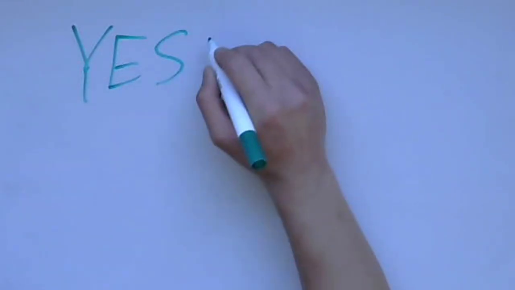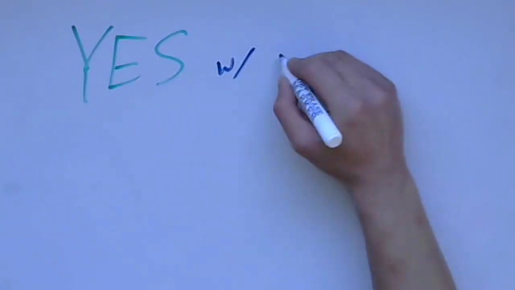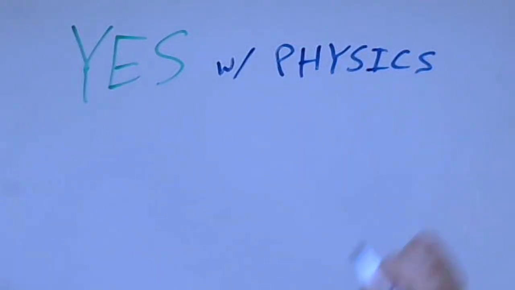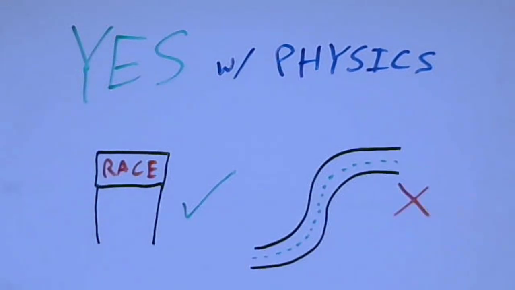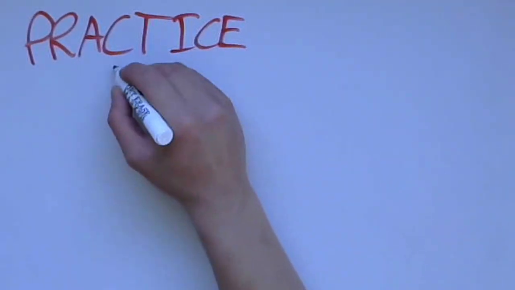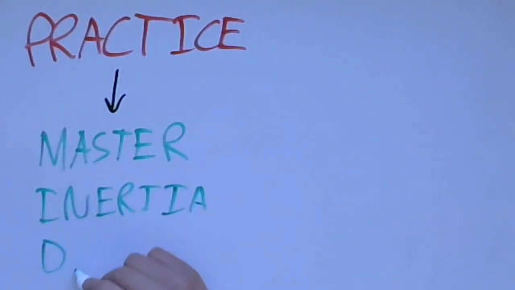So in conclusion, yes, you can do an inertia drift by applying physics into the movement, but for the sake of your safety, do this on a certified racetrack, not on the streets. Practice this in a legal setting and you will be on your way to master the inertia drift.